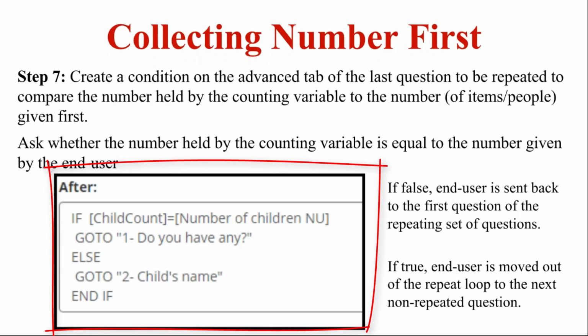So if child count equals number of children, so they've gone through the loop the number of times they said they had to go through the loop, I want to send them to a question called 1-do you have any? So move them out of the loop into the next section. Otherwise, if they haven't gone through the number of times they said they needed to, send them back to that first question that's to be repeated, which is 2-child's name. So if true, send them out of the loop. If false, take them back to the beginning question of the loop and let them go again, which will set the counter again each time after they hit the continue button.